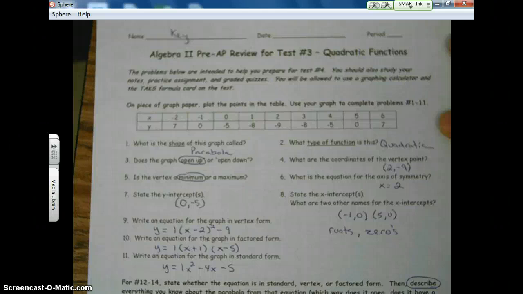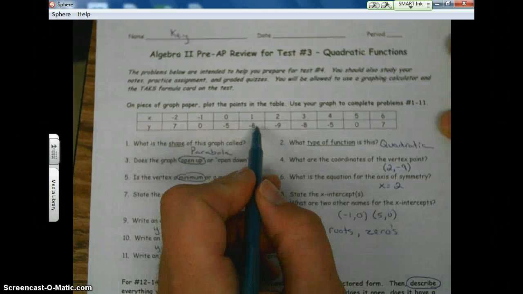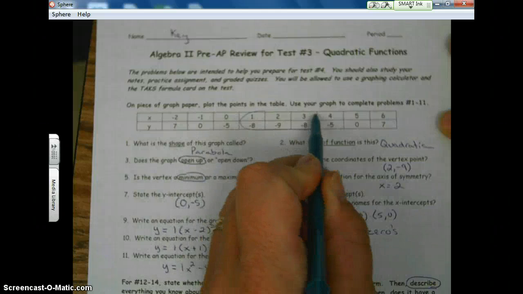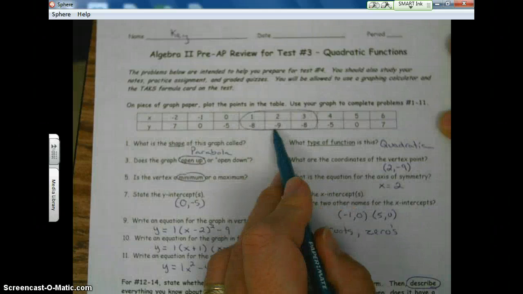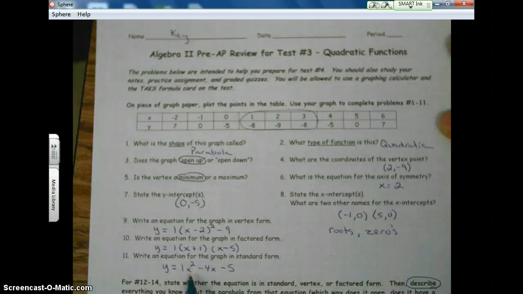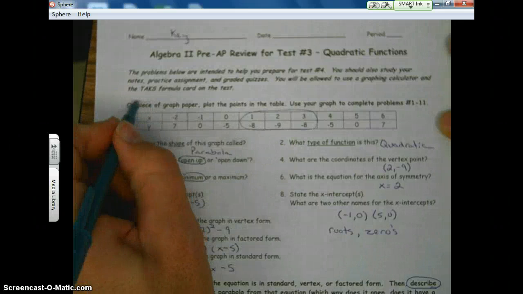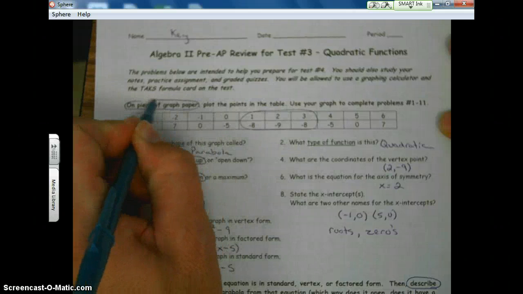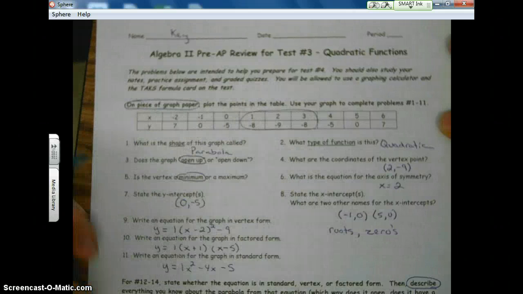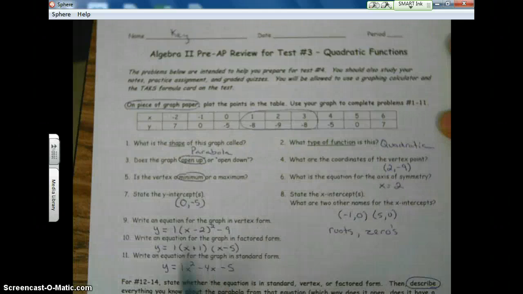First of all, to get number 11, I used stat edit on the calculator and I plugged in 3 points, these 3 points right here, and then did a quadratic regression on that. Also, don't forget to graph these points. You will need to be able to do that on your test. Graph these points on a piece of graph paper.